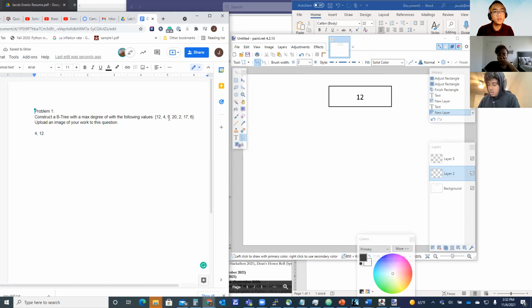Then once we add 9, it becomes degree 4. So we'd end up having the parent be 9 because it's in the middle, and the lower node of 12. And then we would add, what is it? 20 to the right of 9. It's kind of hard to draw or type, but yeah. So we have 4 on the left, so 4 is going to be on the left.